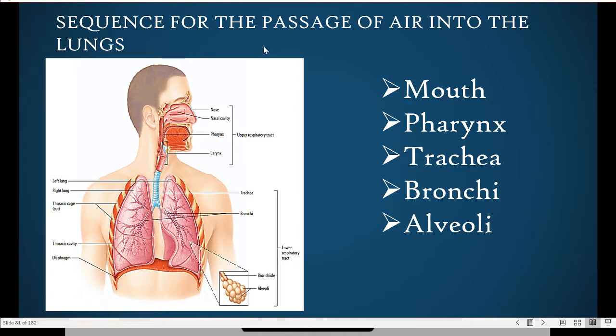All right, so the sequence of events here is very important. I've said that 100 times. There's only five things, so it shouldn't be that hard to remember.